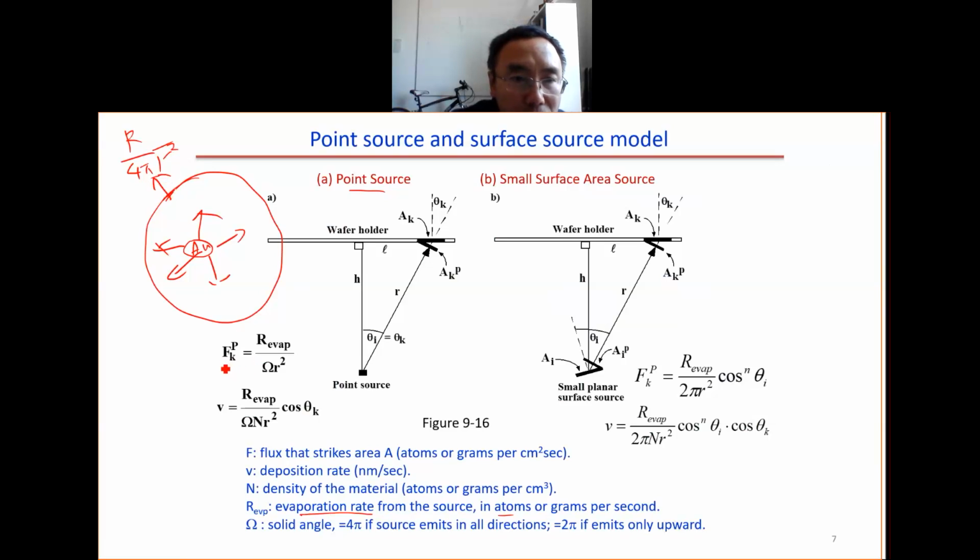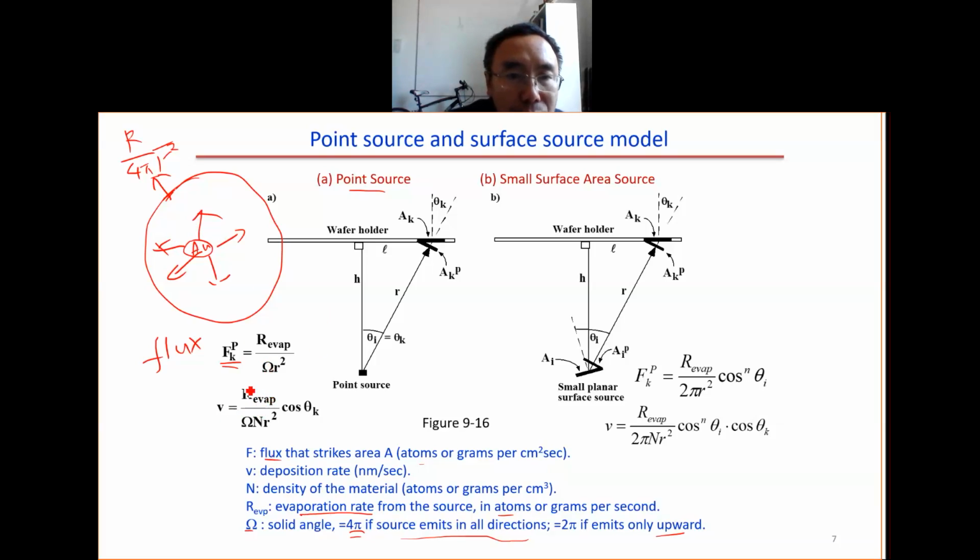This is the flux, which can be atoms or grams per square centimeter per second. You can see here the flux is R times Ω over r². For the case where the source emits in all directions, Ω equal to 4π. Otherwise, if it emits only upward, then Ω equal to 2π.